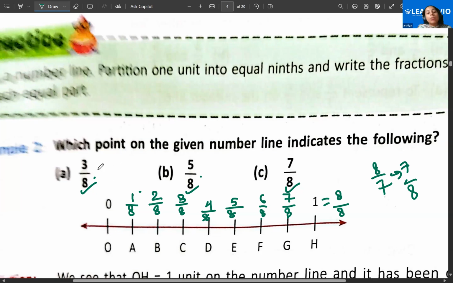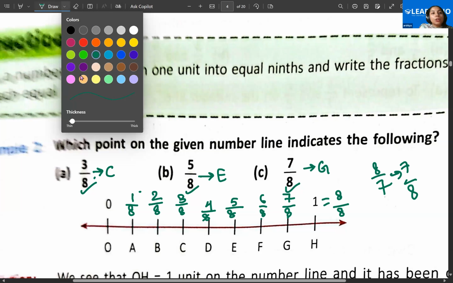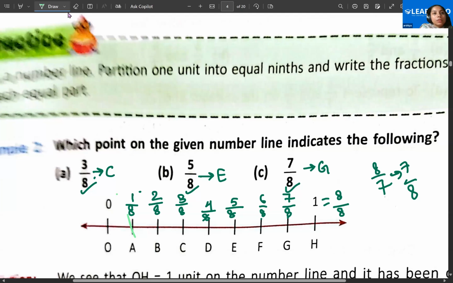Now, can you tell which point is 3 by 8? C. Yes. Which point is 5 by 8? E. Yes. And which is 7 by 8? G. Yes. Okay. So now just open your book and you can write these numbers on the number line. There is the empty number line. Write 0, all of this, and write the answers here only.